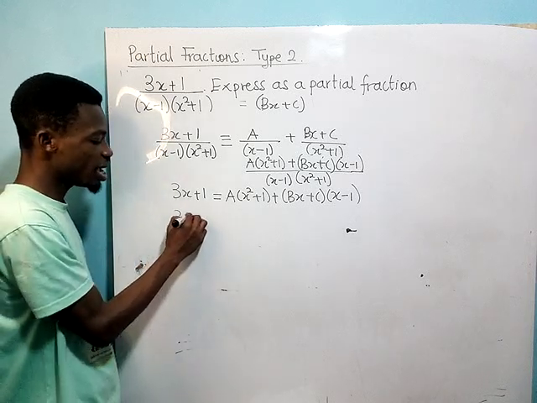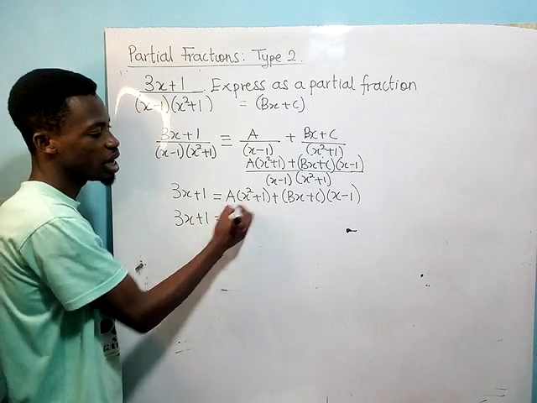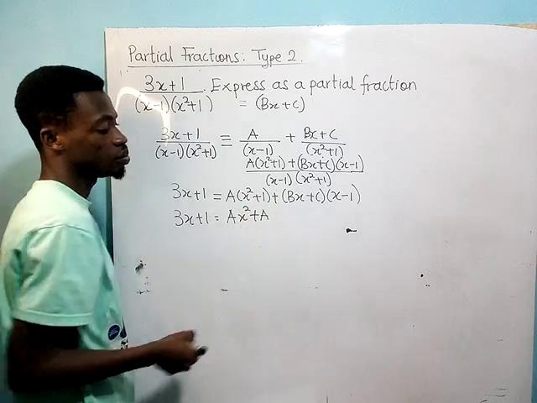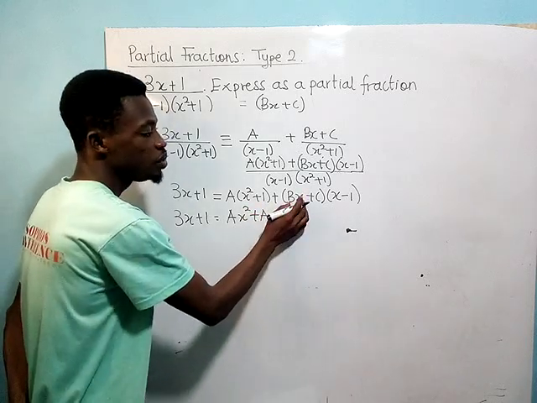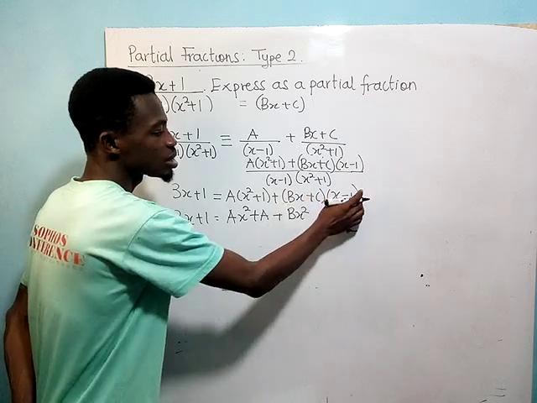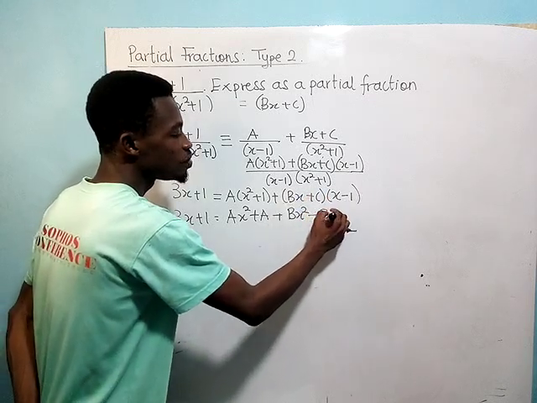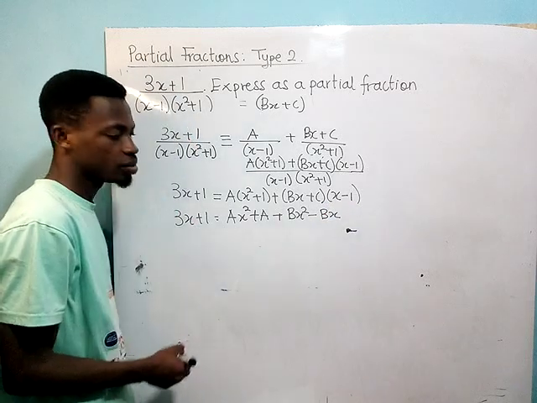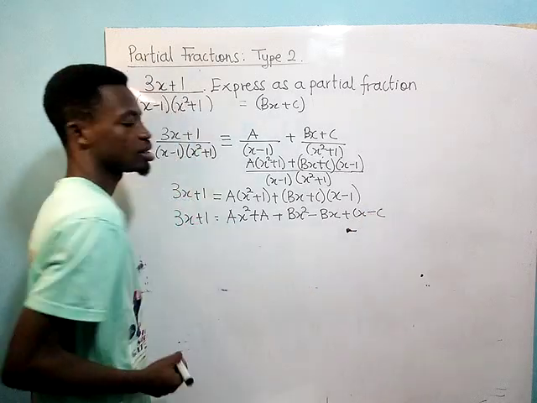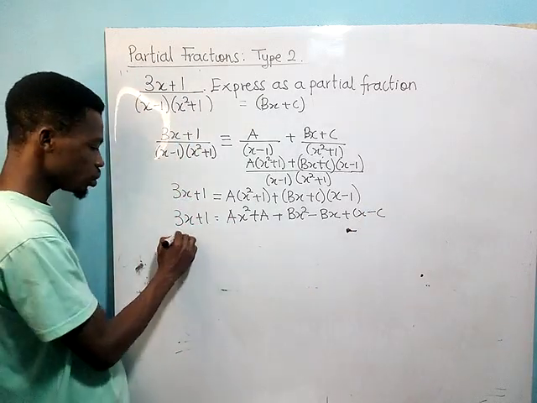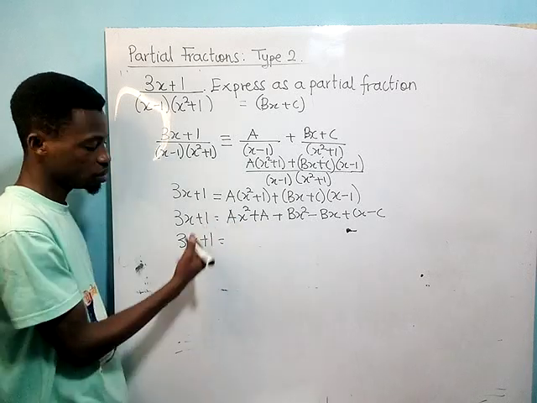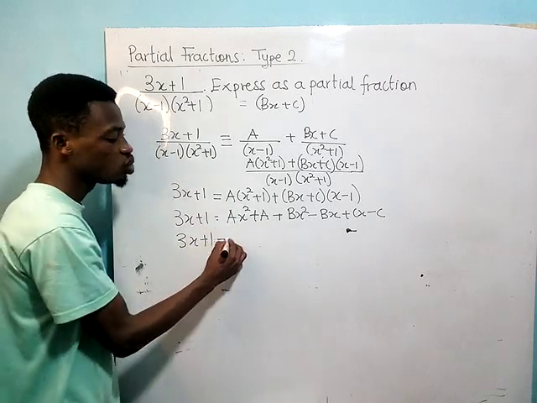Now we have 3x + 1 here. When we expand this, we obtain Ax² plus A. Bx times x will give us bx². Bx times negative 1 is negative bx. C times x is cx, minus c. Then 3x + 1, as we continue, will be equal to this.